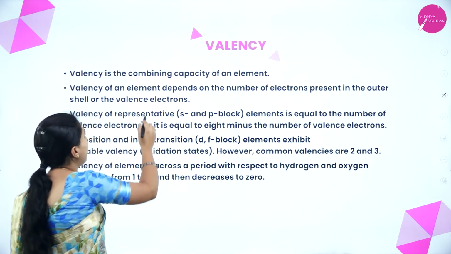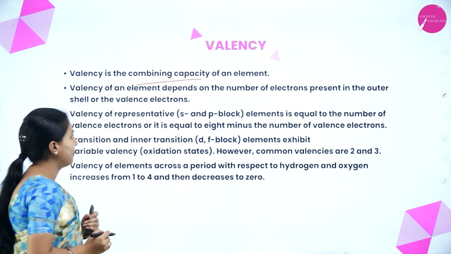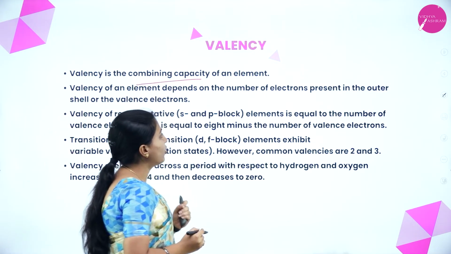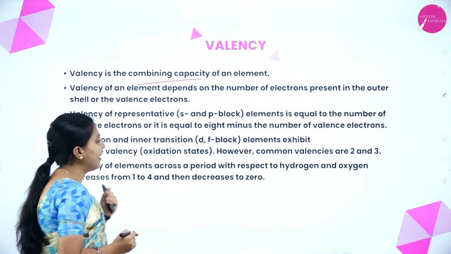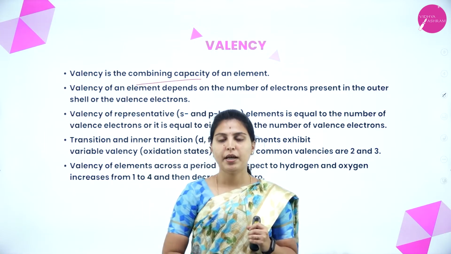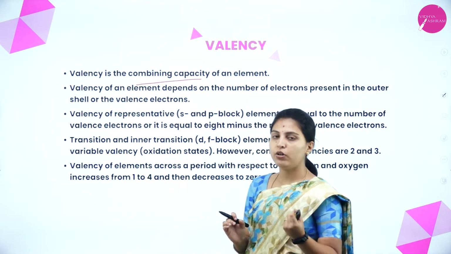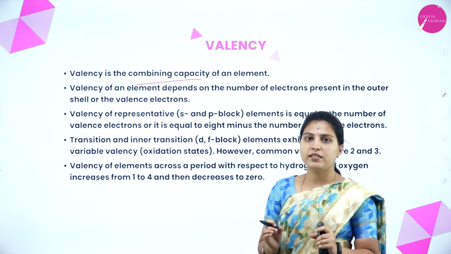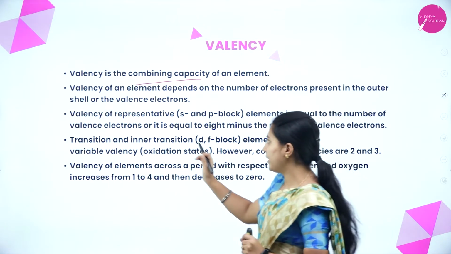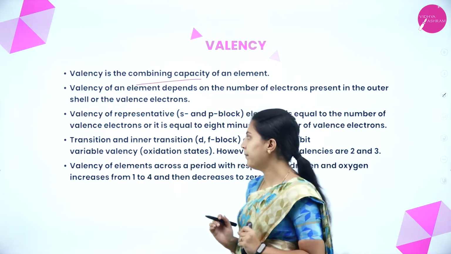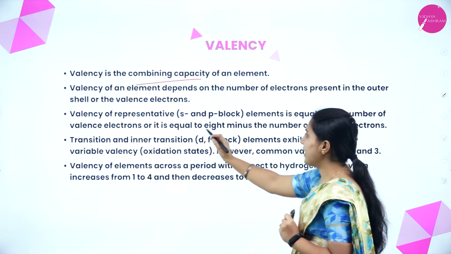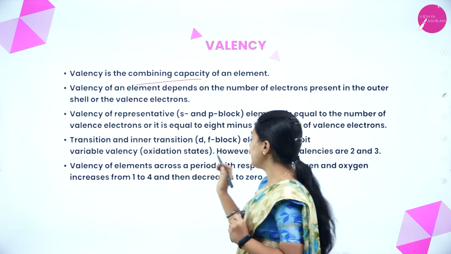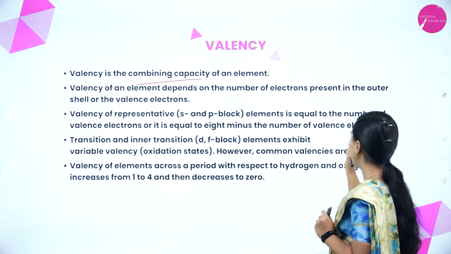Valency is the combining capacity of an element. Valency of an element depends on the number of electrons present in the outer shell, the valence electrons. Whatever electrons are present in the outer shell are known as valence electrons, or the octet structure minus those electrons will be represented by valence electrons. Valency of representative elements, that is S and P block elements, is equal to the number of valence electrons, or it is equal to 8 minus the number of valence electrons.